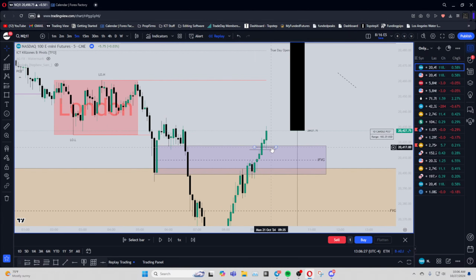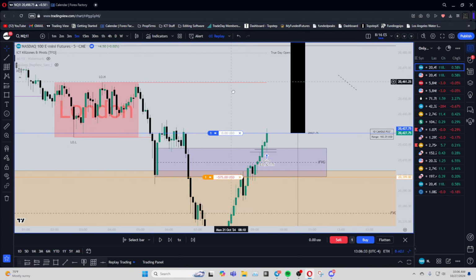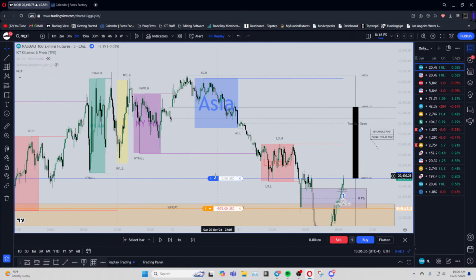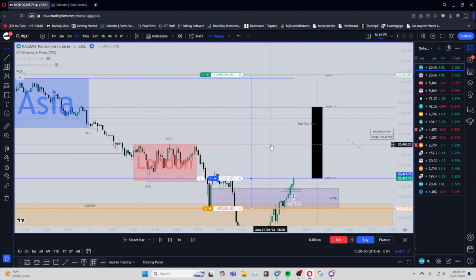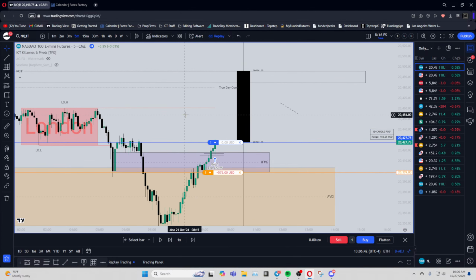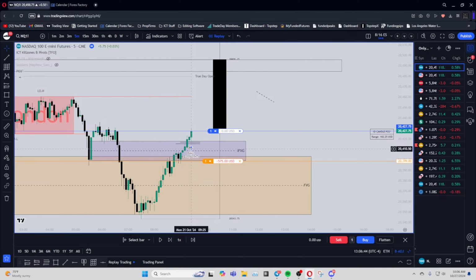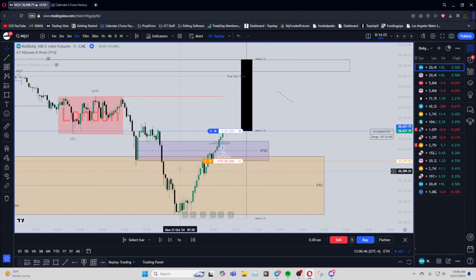And honestly, at this point, we probably should have already entered, which was inside of this fair value gap. So I'm just going to enter right there, TP here, see how that works out. Just because we've already had our manipulation, and if we've already had our manipulation prior to our open, then our open is likely to just run to our target.